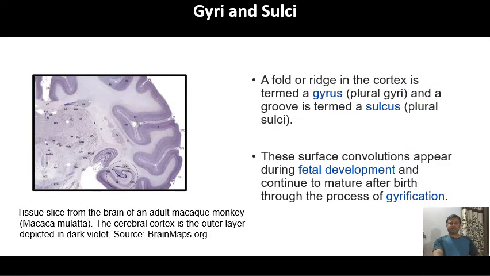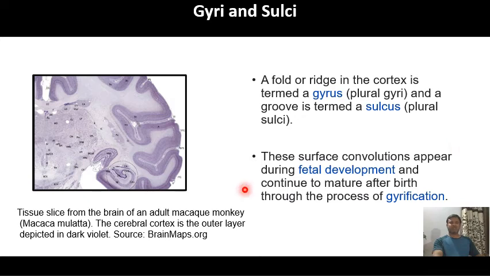Now come to the gyri and sulci. This is the structure of the cortex, and it is divided into gyri and sulci. A fold or ridge in the cortex is termed a gyrus, and the plural is gyri. In the same way, the groove is called a sulcus, and the plural is sulci. The surface convolutions appear during fetal development and continue to mature after birth through the process of gyrification. By gyrification, the formation of gyri and sulci occurs during fetal development.